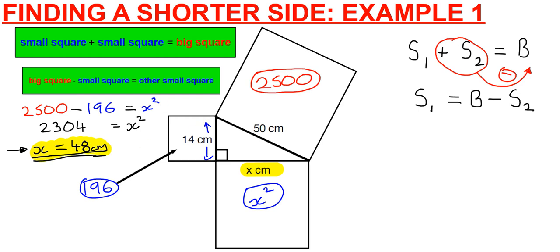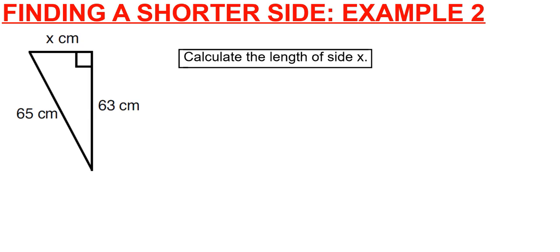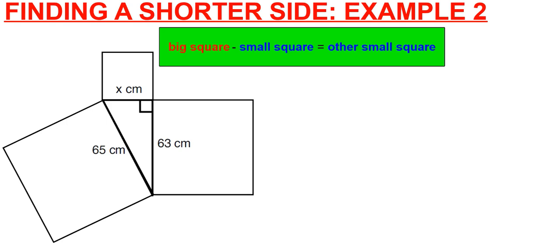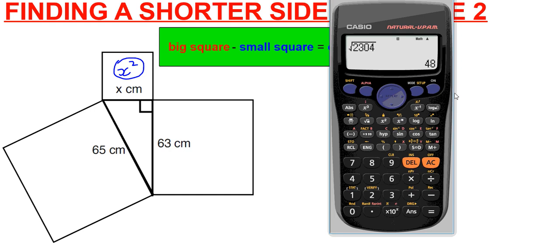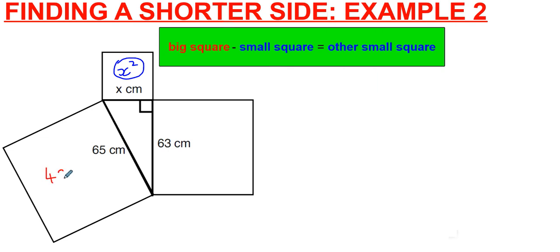Let's have a look at another example. So again, we're finding a shorter side. Again, we've unimaginatively called it x. Find this shorter side. So again, think of the squares on each side of the triangle. And what we'd have, once again, is this square is x times x. This one here is 65 squared, 65 times 65. 65 squared, 4225.